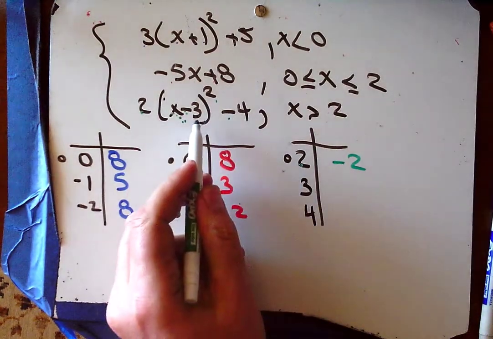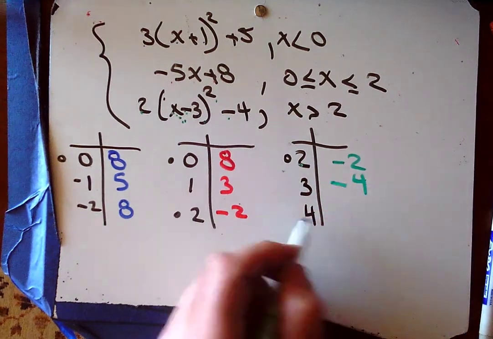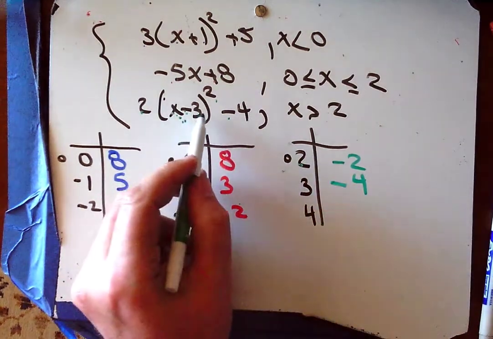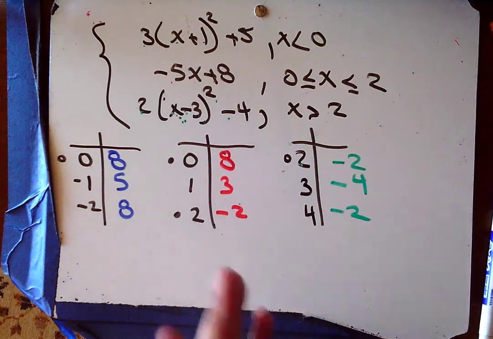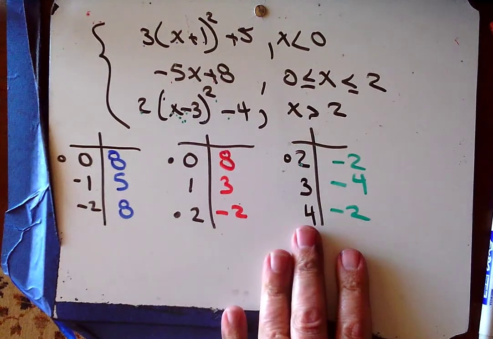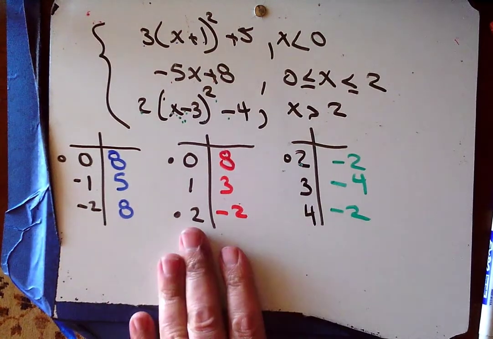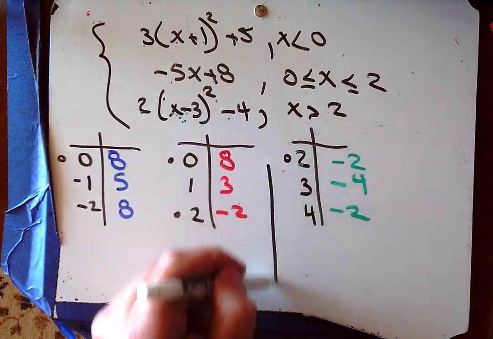If I plug in a 3, 3 minus 3 is 0. 0 minus 4 is negative 4. And if I plug in a 4, I get negative 2 again. Okay, remember, it looks like an up-pointing parabola, an up-pointing parabola, and a line with a negative slope. Think about those things when you graph this, okay?